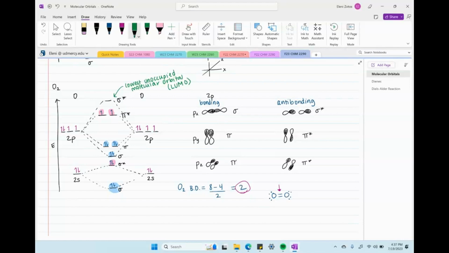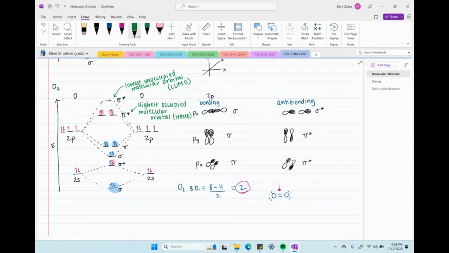We also describe the highest occupied molecular orbital. In this case, it's the pi star, the 2p pi star. So we say this is the highest occupied molecular orbital, abbreviated as HOMO.